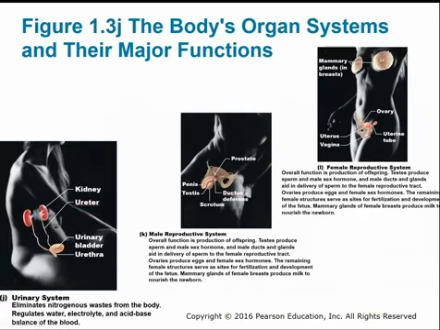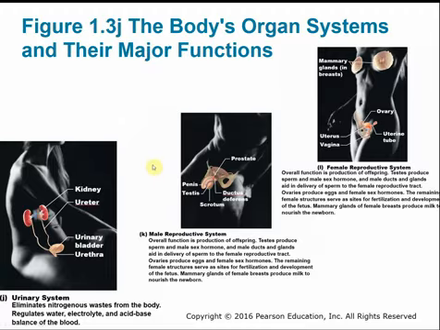The urinary system is composed of the kidneys, the ureters, the bladder, and the urethra. Its function is to eliminate nitrogenous waste from the body. It filters the blood and removes a lot of those nitrogenous wastes, things like ammonia and urea. It also helps to regulate our water balance, electrolyte balance, and acid-base balance in the blood.